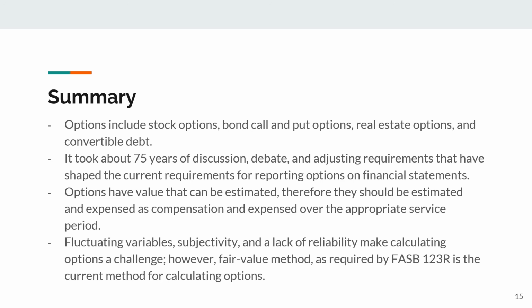It did take about 75 years of discussion, debate, and adjusting requirements that have shaped the current requirements for reporting options on financial statements. We can now recognize that options do have value and that value can be estimated. Therefore, it is appropriate for that estimate to be expensed as compensation and expensed over the appropriate service period. Furthermore, there are fluctuating variables, subjectivity, and a lack of reliability that does make calculating options a challenge. However, as was outlined by FASB 123R, the fair value method is the current method for calculating options.